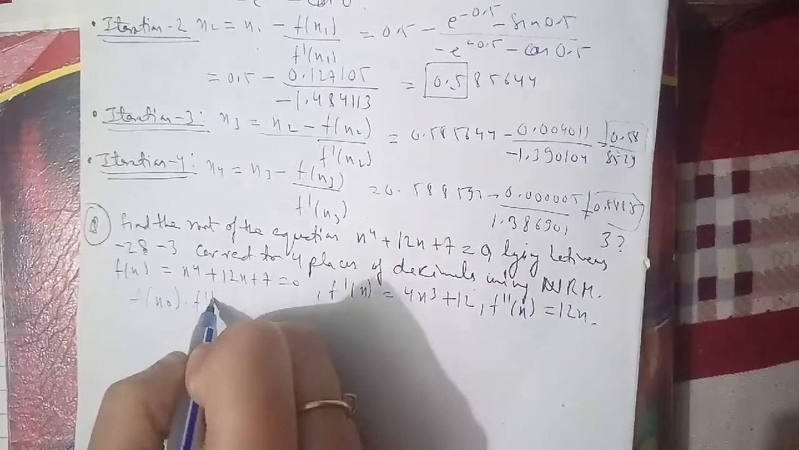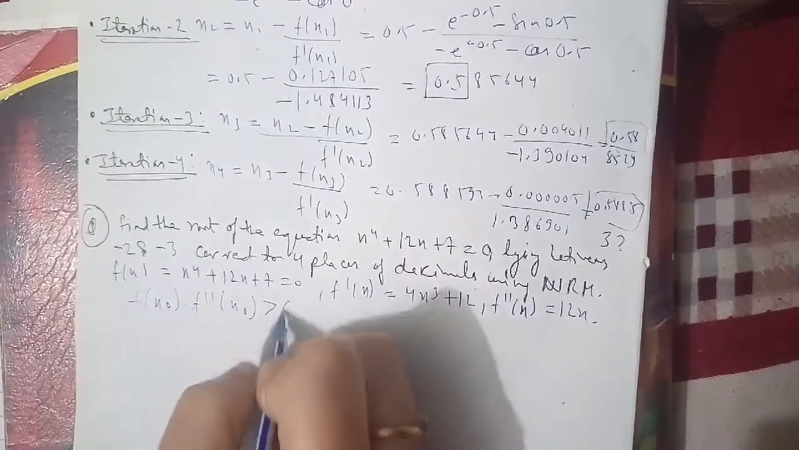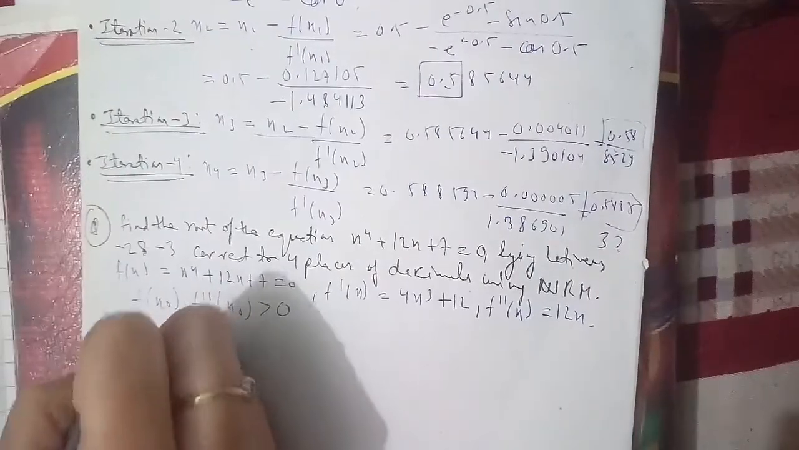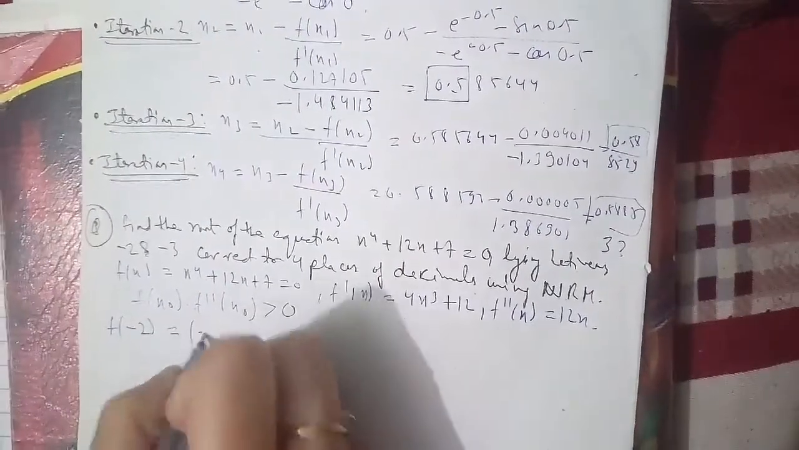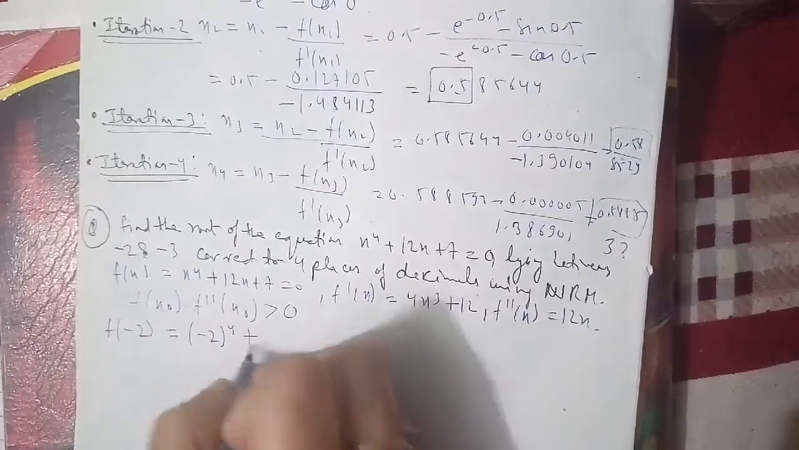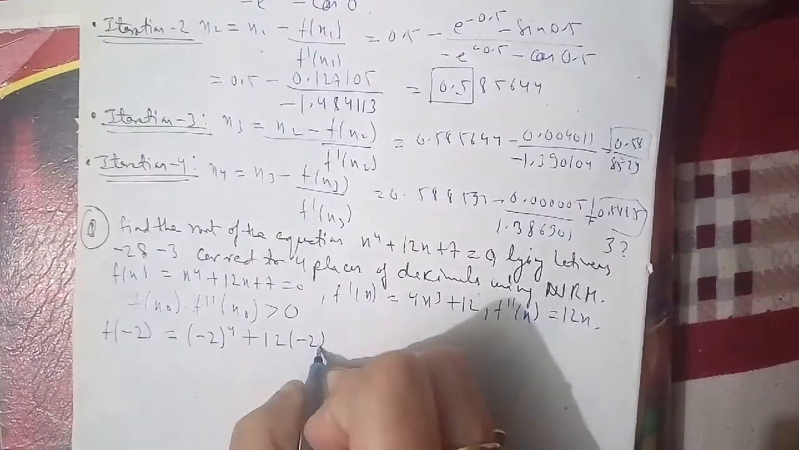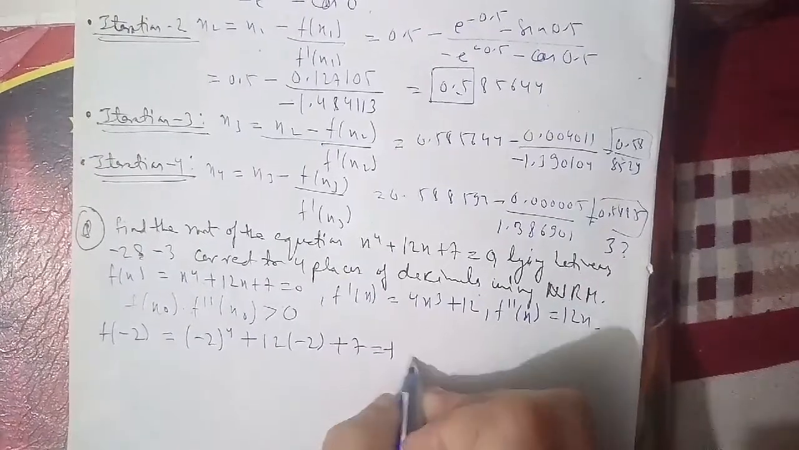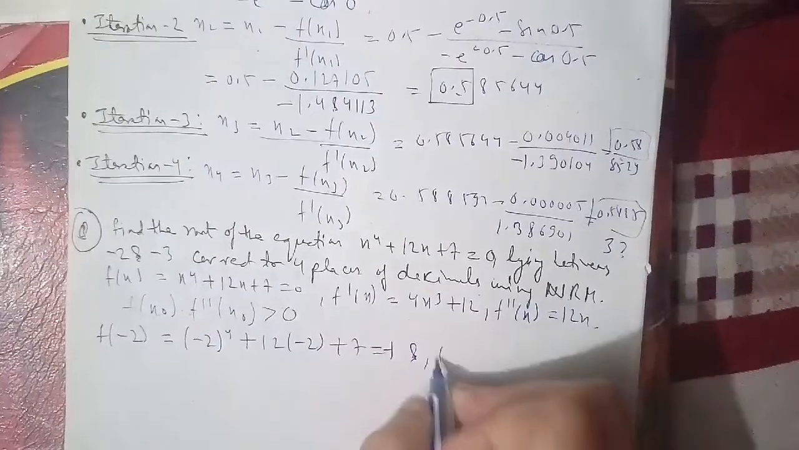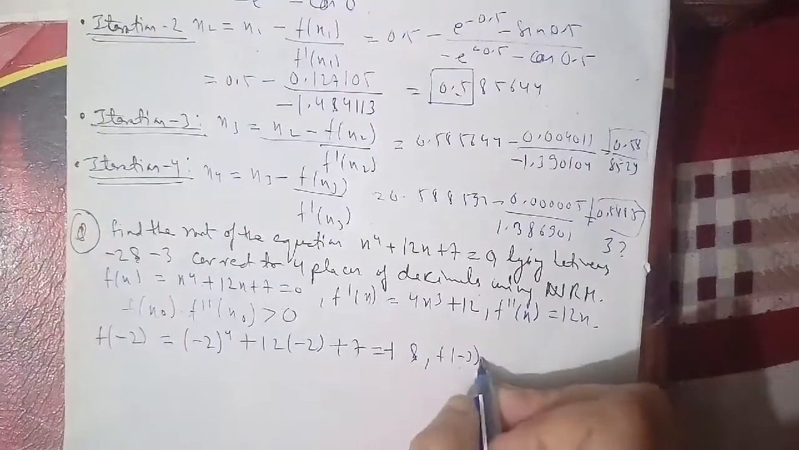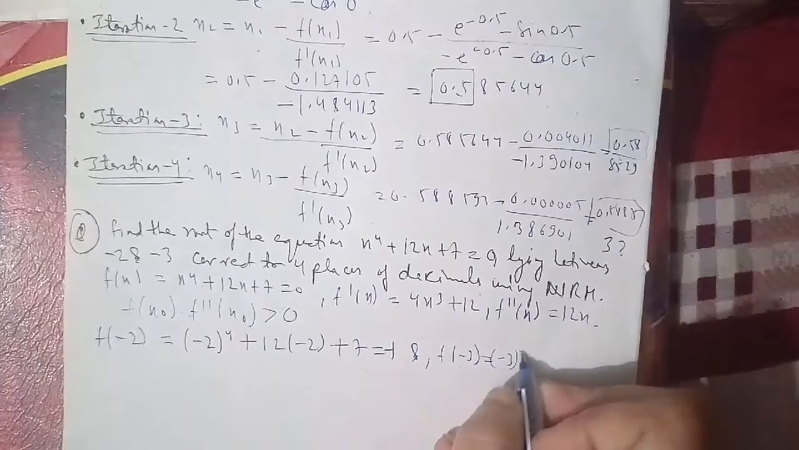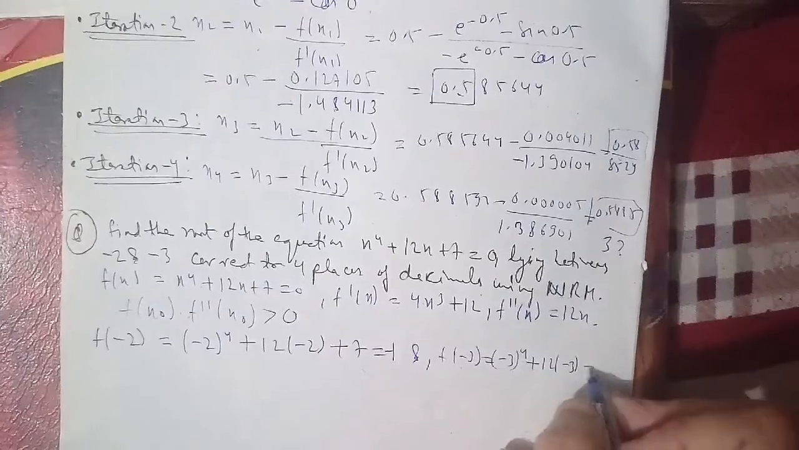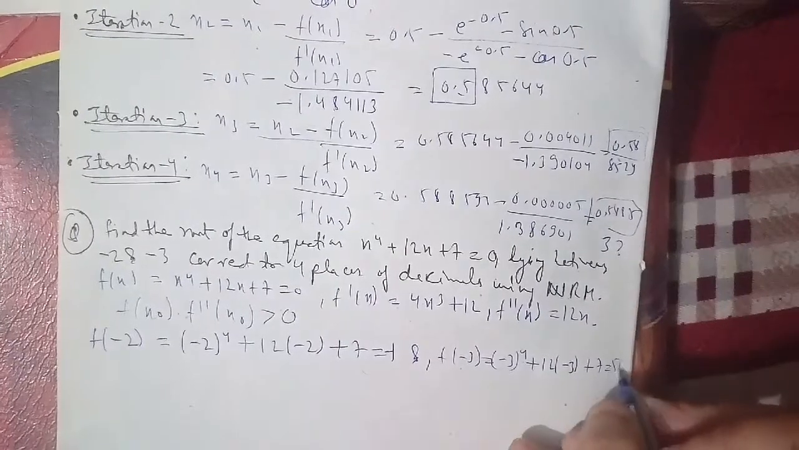The value for x0 should be selected such that f(x0) f''(x0) is greater than 0. So let us check the following values. f(-2) = (-2)^4 + 12(-2) + 7 = -1, and f(-3) = (-3)^4 + 12(-3) + 7 = 52.